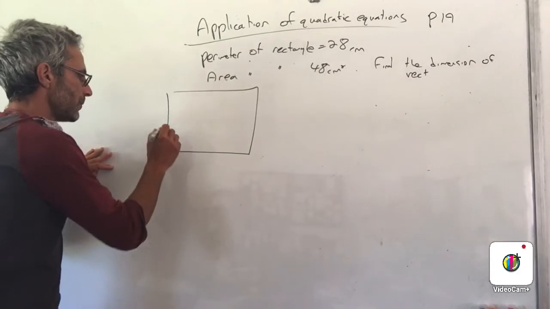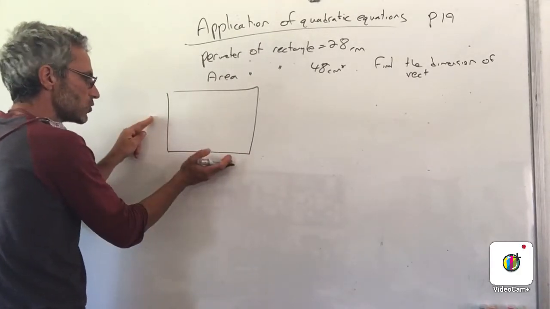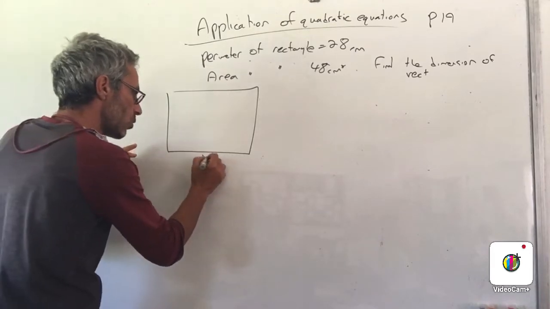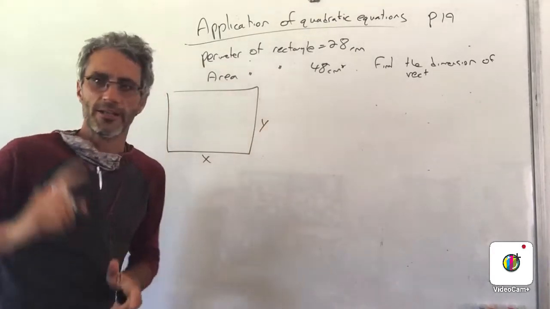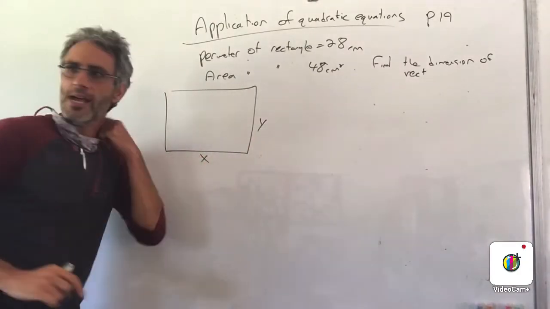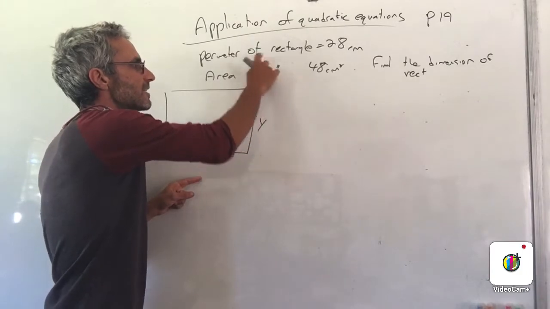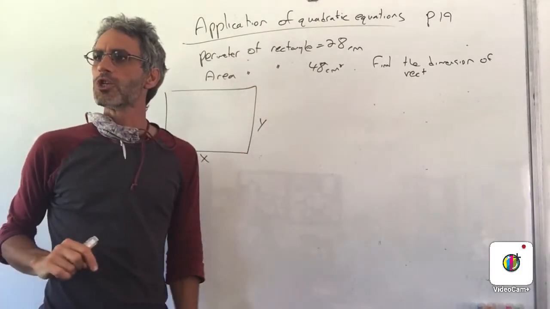And then what are we trying to find? These two dimensions. If we don't know them, let's call them x and y. Okay, there's a question, I'll pause. Okay, so we wrote x and y. Now, using these variables, let's look at the information and make equations.